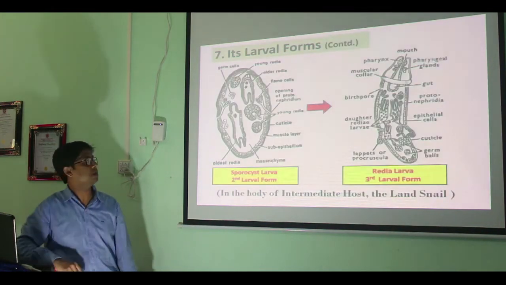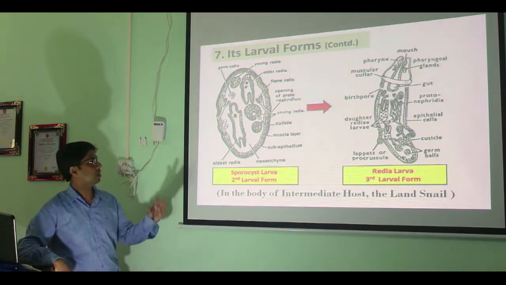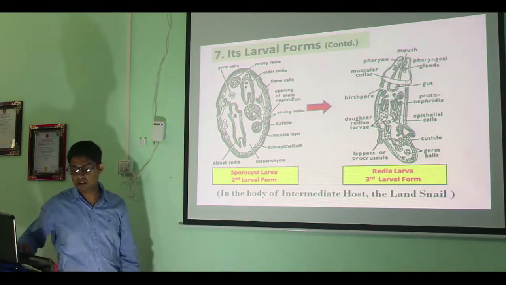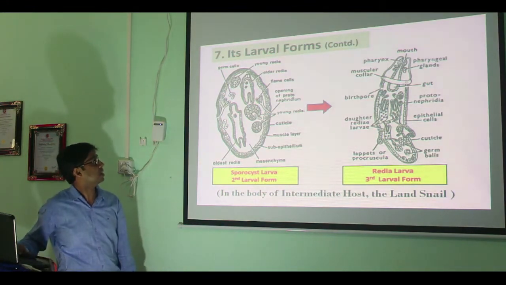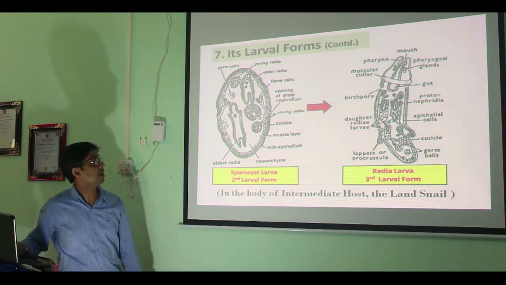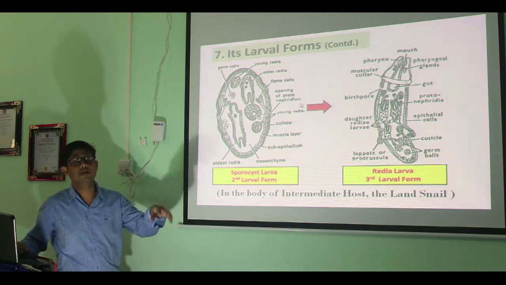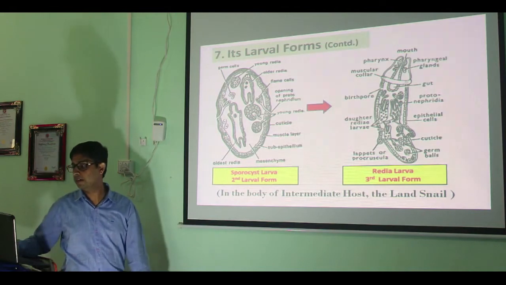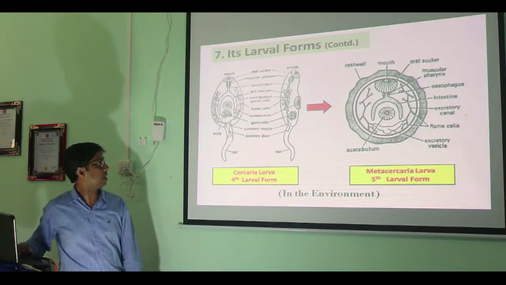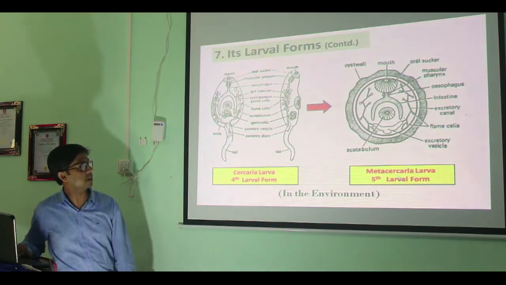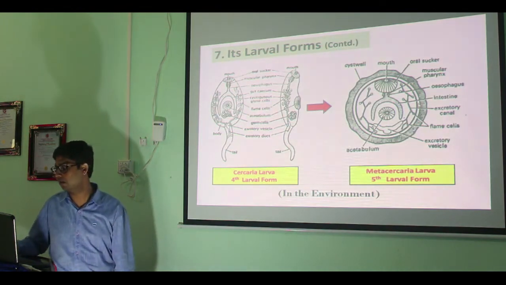The next larval form is the sporocyst larva, which is developed inside the body of the intermediate host. So this is the sporocyst larva. It has a cyst over its body, hence it is called sporocyst larva, and the sporocyst larva will be developed into the redia larva, which is the third larval form. Next is the fourth larval form, which is the cercaria larva, and the final larval form is the metacercaria larva, which is again within the cyst. This is the fifth larval form.